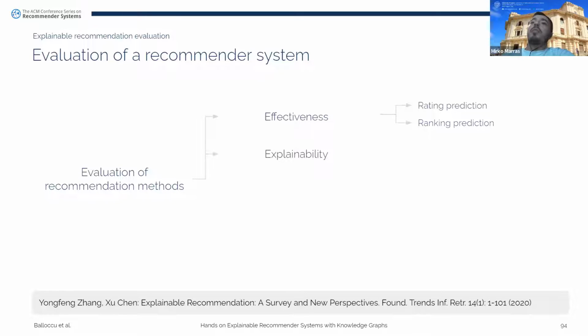There are also plenty of other properties that should be considered while providing recommendations to users, such as explainability, novelty, diversity, and so on. In this part, we mainly focus on the evaluation of explanations.